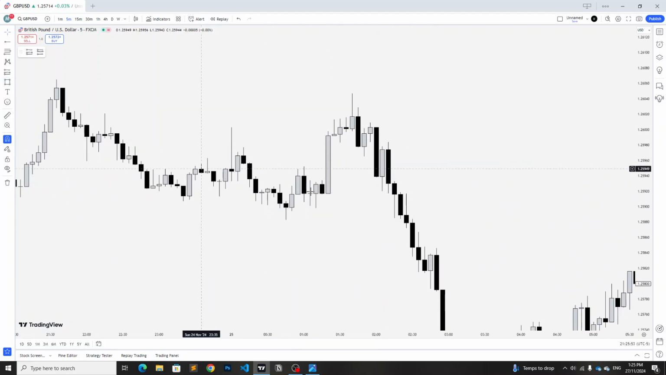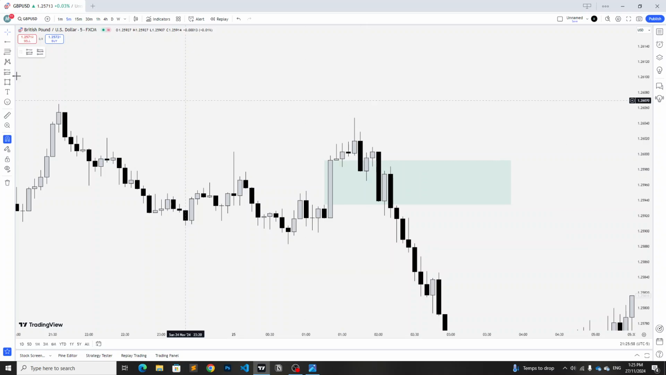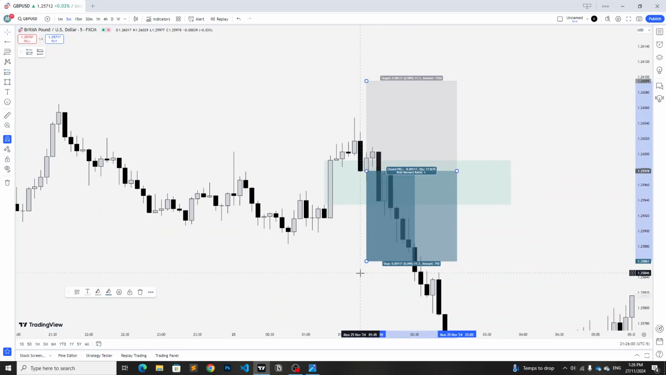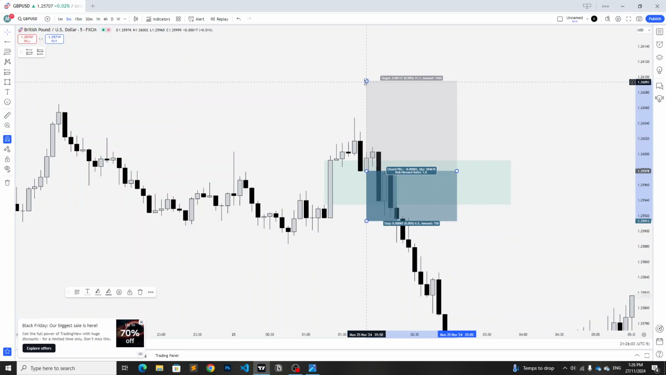There's a fair value gap created here. Price comes down. You would think the market will go up again. You'll go long, you're stopped out. Simple as that.